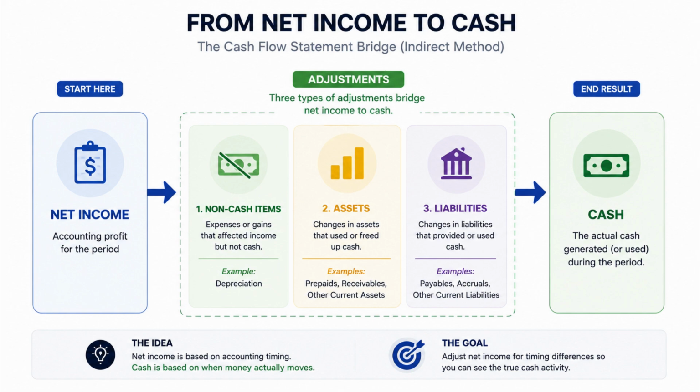We start with net income and then we adjust it. There are only three types of adjustments: non-cash items, changes in assets, and changes in liabilities. That's it.